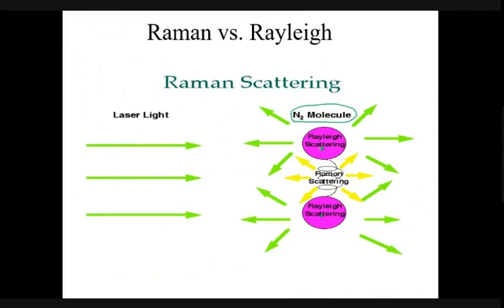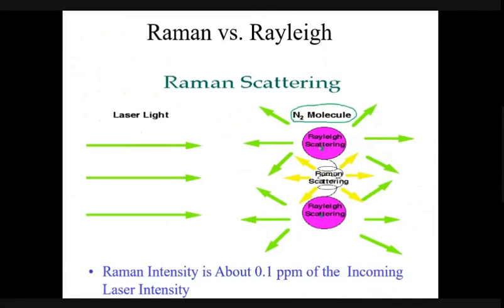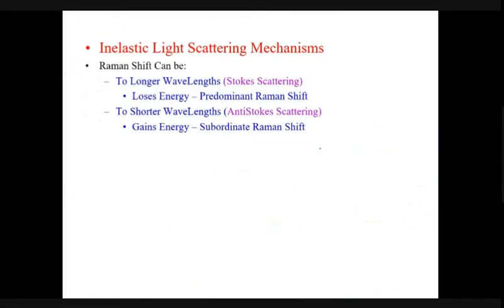Now, please understand that for infrared radiation, the nitrogen molecule was transparent. It did not absorb any IR light, but this is not true for Raman scattering. In fact, nitrogen is a very major source of scattering. The Raman intensity is about 0.1 ppm of the incoming laser intensity. So, the inelastic light scattering mechanism. Let us see how that Raman scattering occurs.